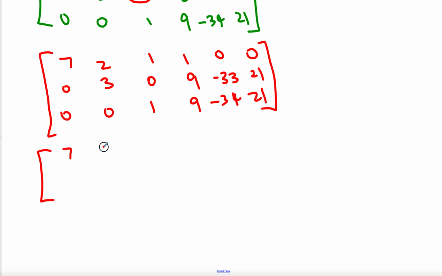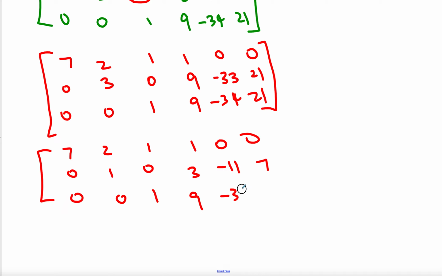The way we can do it is to divide the second row by 3. Then I get 7, 2, 1, 1, 0, 0, 0, 1, 0, and 3, negative 11, and then 7, and 0, 0, 1, 9, negative 34, 21. All right. Then let's look at the first row here. What I want to do is get rid of this one, equal to 0. After that, I want to get rid of this one, equal to 0, first, 0 second. Then how can I get rid of this 1? I can subtract row 1 minus row 3. Then it will simply cancel away.